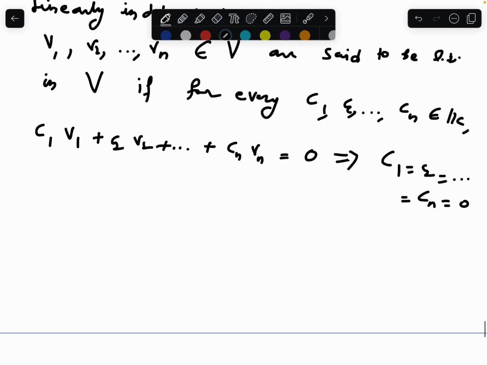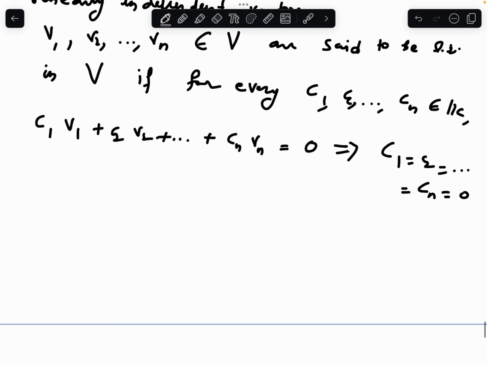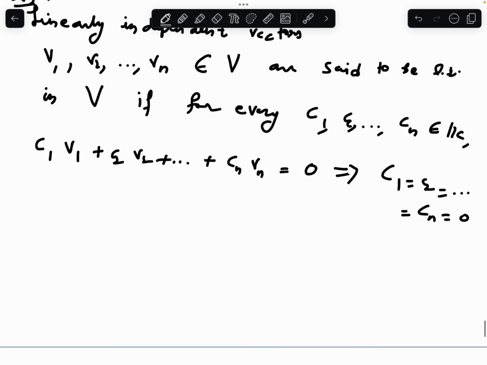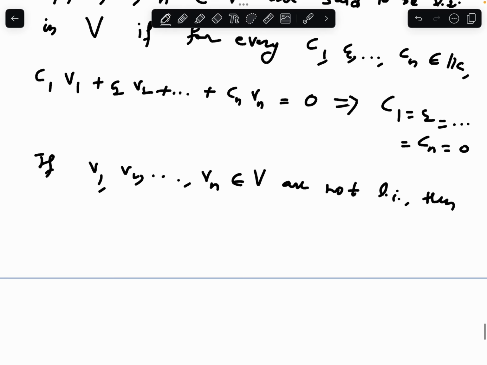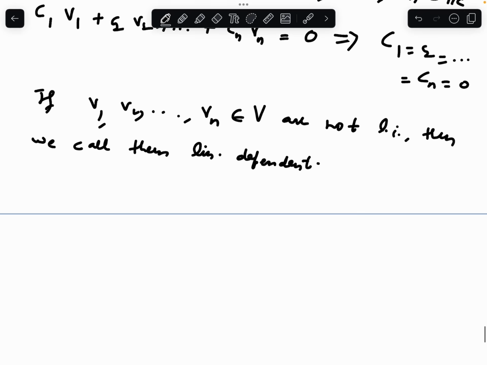So this is linearly independent, and if V1, V2, Vn are not linearly independent, then we call them linearly dependent. Let's take a look at some examples to better understand.